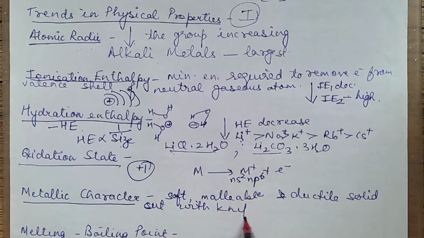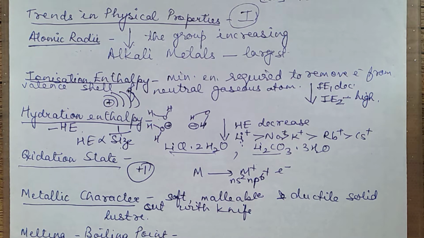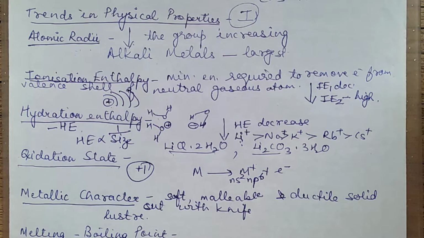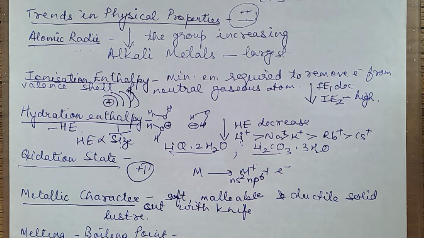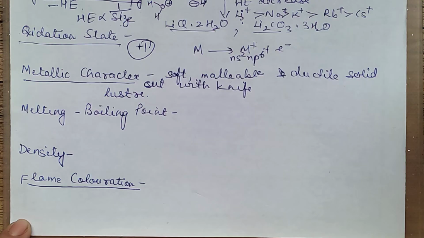Suppose you take sodium and cut it with a knife. When you cut with a knife, it will shine. It will have a luster. That is because the free electrons are there, and due to the oscillations of the electrons, the luster is visible. If you leave it in the open for some time, that luster will fade away because it reacts with the oxygen or water moisture in the surrounding, and it will form oxide and hydroxide.